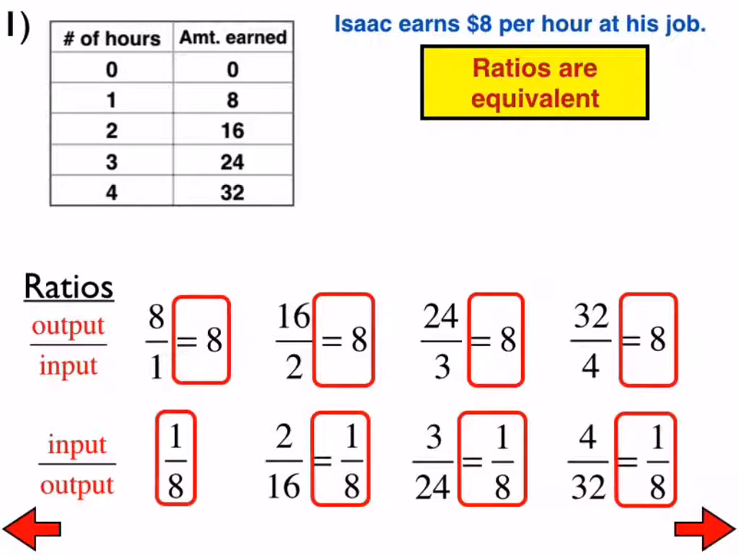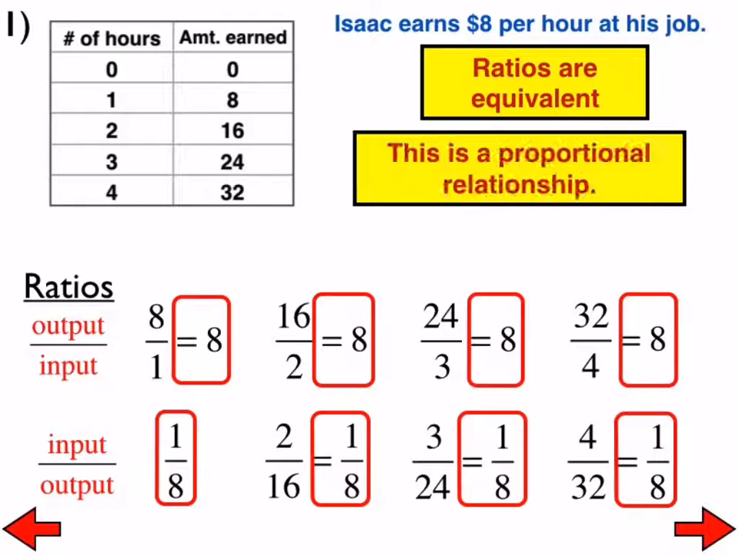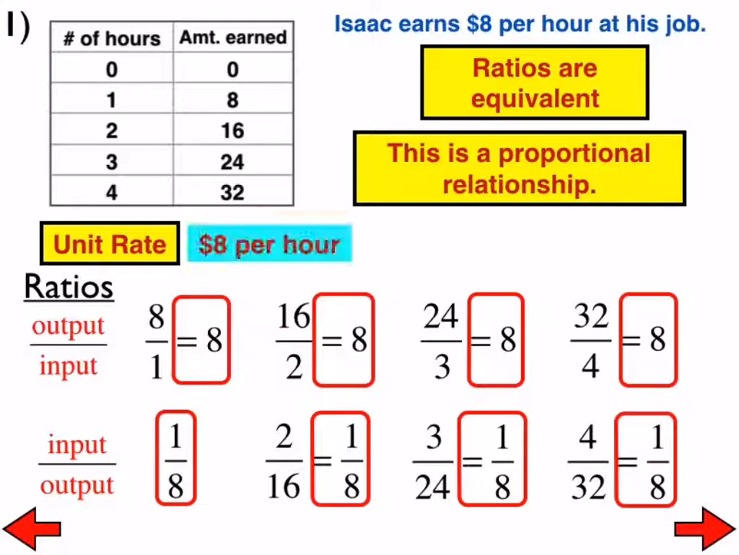So ratios either direction are equivalent. That means it's a proportional relationship. The unit rate that makes the most sense in this one, of course, is $8 per hour. Let's fill that in. And I don't care which direction in your notes you put the ratios, but there is a spot for ratios. So can you please fill in the ratios? And since the preferred is typically output over input, let's just go with that one.